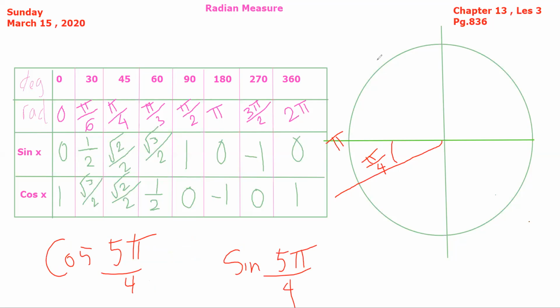So going here now, for pi over 4, the sine of it is square root of 2 over 2, and the cosine of it is square root of 2 over 2. Now, since I am in quadrant 3, and as we discussed before, both sine and cosine are negative. So here it has a negative sign, here it has a negative sign. So cosine 5 pi over 4 is negative square root of 2 over 2, and sine 5 pi over 4 is negative square root of 2 over 2.